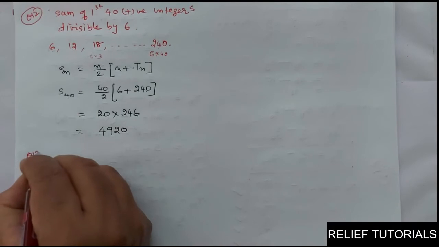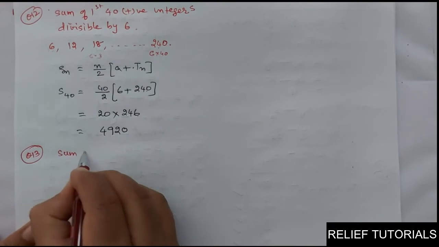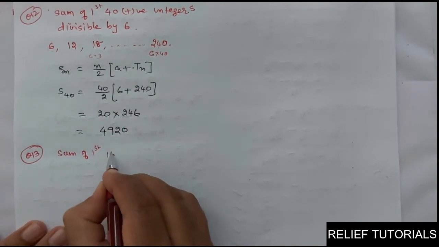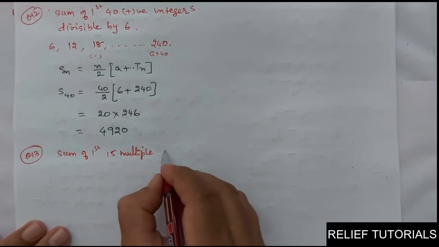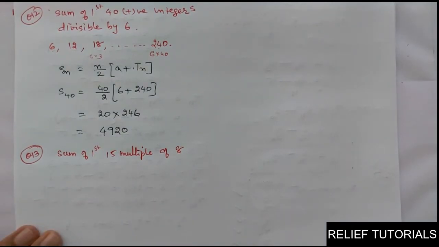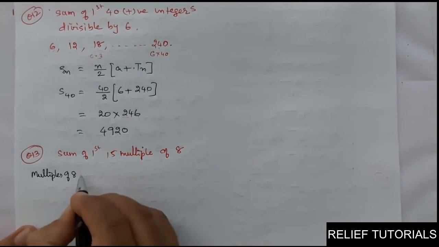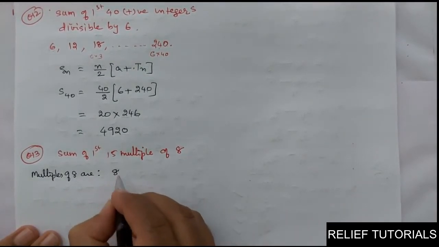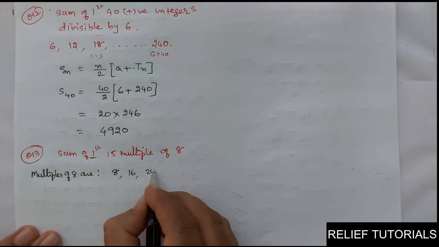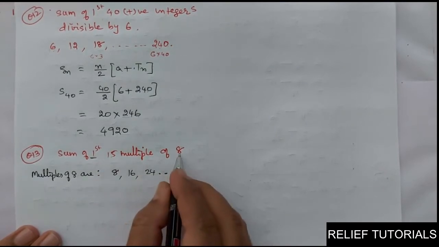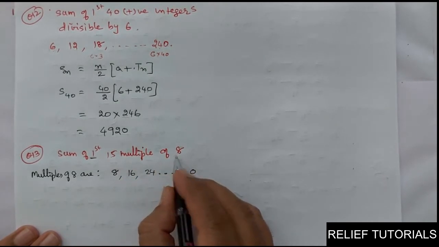Now question number 13. Find the sum of first 15 multiples of 8. So now multiples of 8 are 8 multiples. First 15. 8 2s are 16. 8 3s are 24. Dot. 15 multiples. 15 8s are, 8 5s are 40, 0. Then 4. 1 8 is 8. 8 and 4, 12.